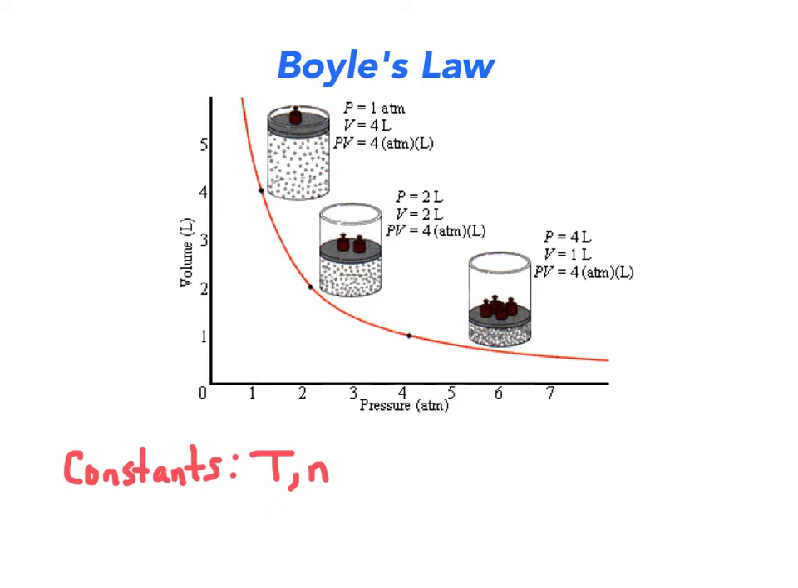So if you look at this graph, up here on the top, we had a pressure of 1 atmosphere. That's the pressure of the gas that's contained inside of here. And the volume was 4 liters. If you multiply the pressure times the volume, you get 4. 1 times 4 is 4 atmosphere liters.